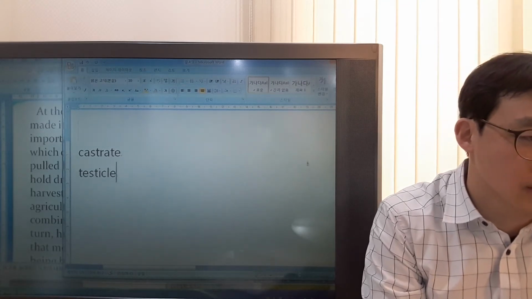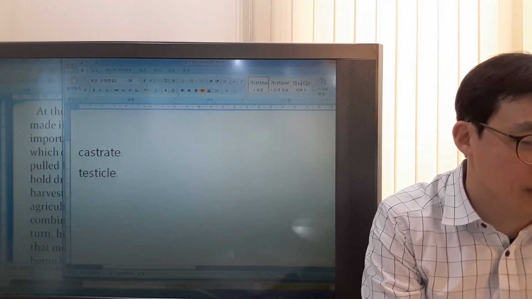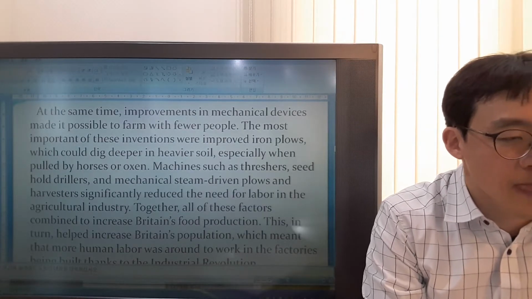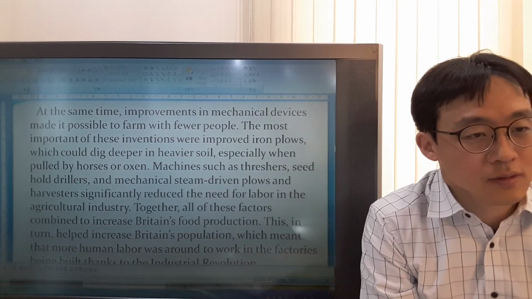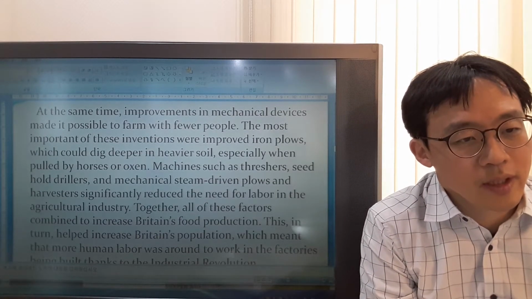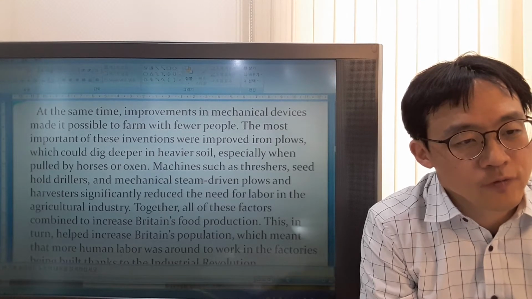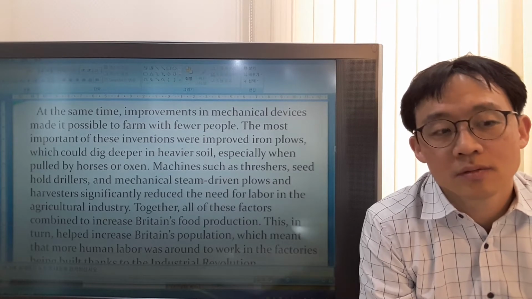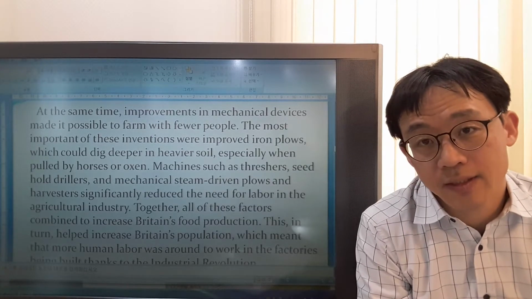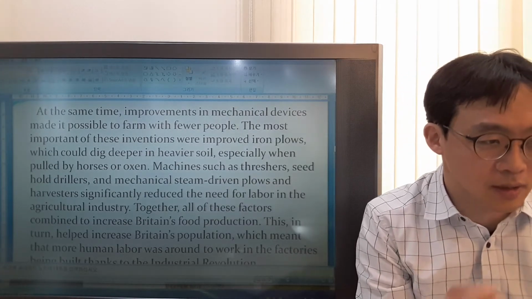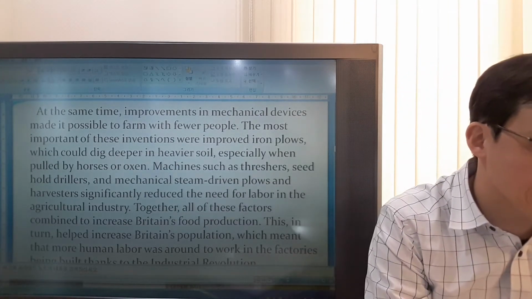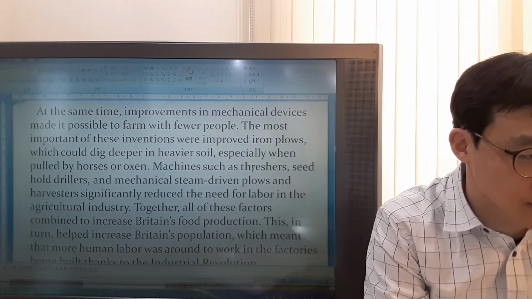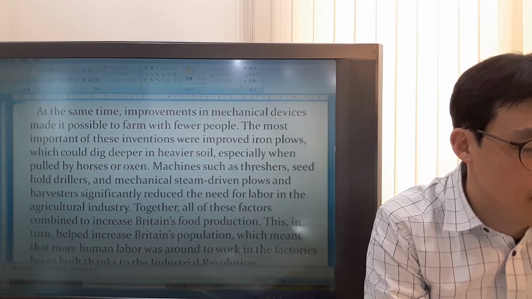Okay. So why do they castrate the bulls? Because if they are castrated, their testicles are removed, they get less excited or wild, all right? Because they don't have sexual desires. You understand? So you can make the animals work better. This is kind of cruel, but it is done for farming purposes.